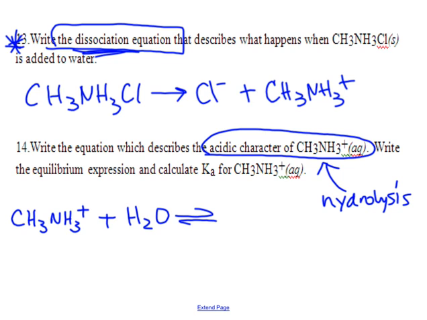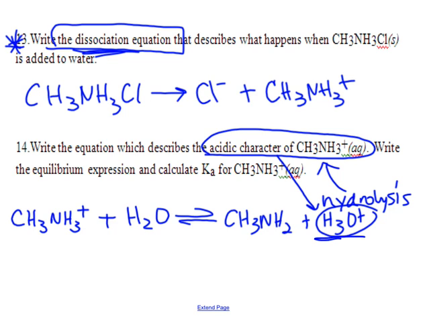Can pluses move to pluses? No. What do we make? Plus H3O plus. Did that describe an acidic character? Yeah. So that's all they want there. Okay. Then they say write the expression and calculate Ka.